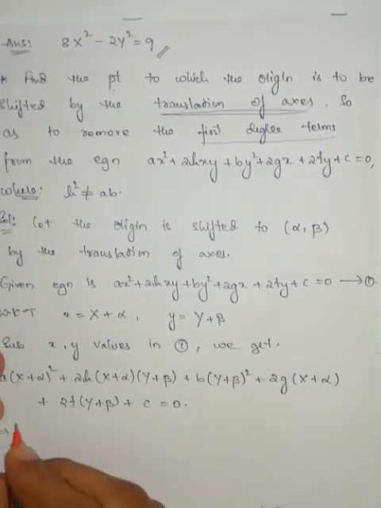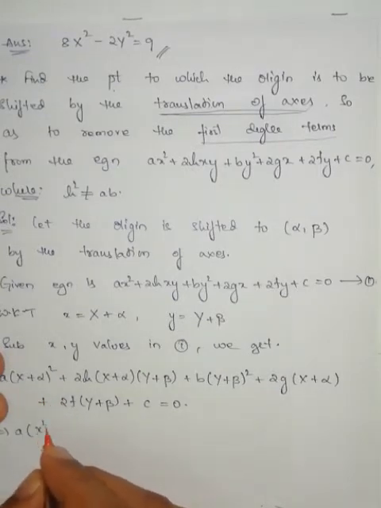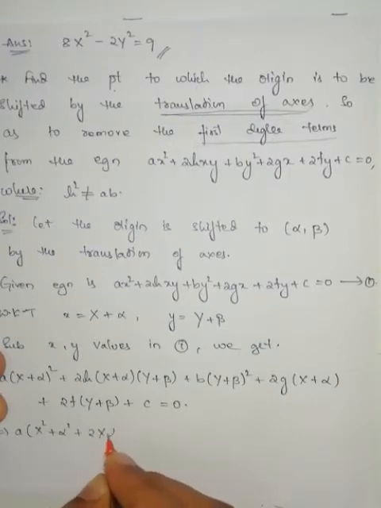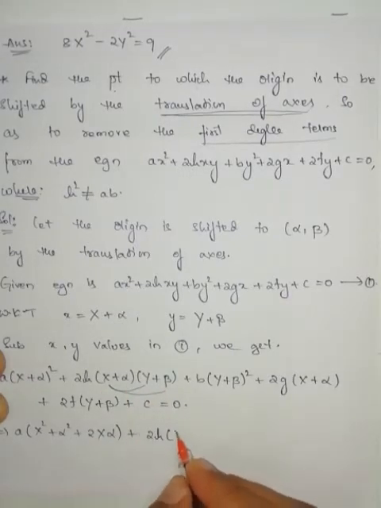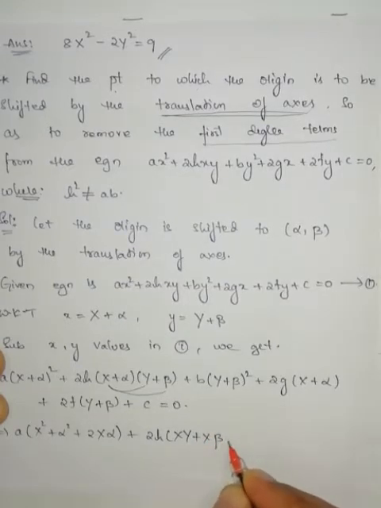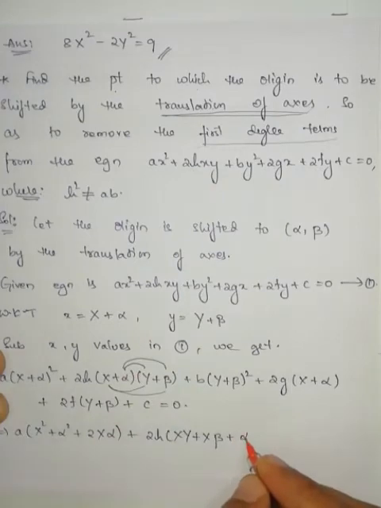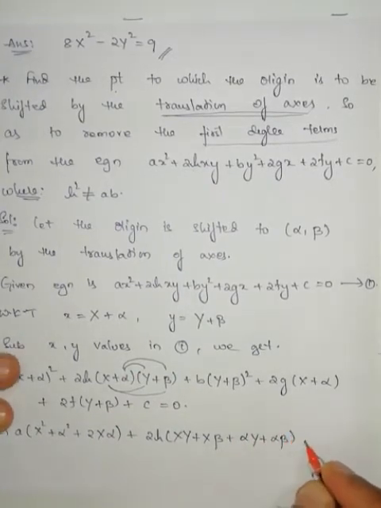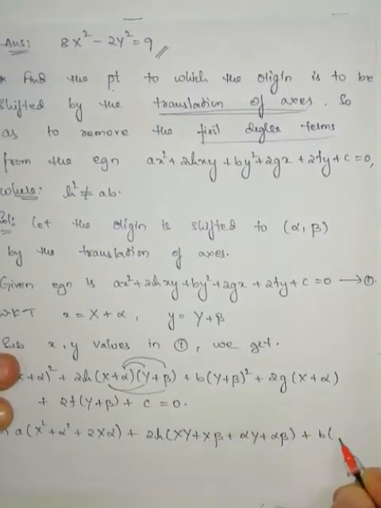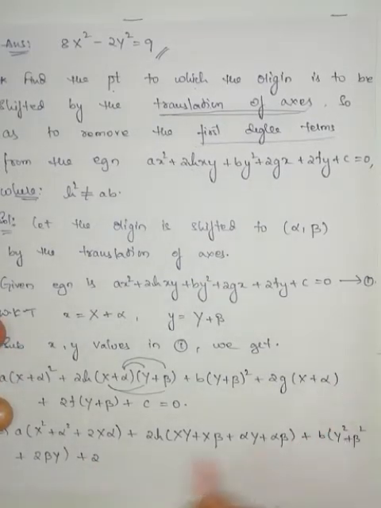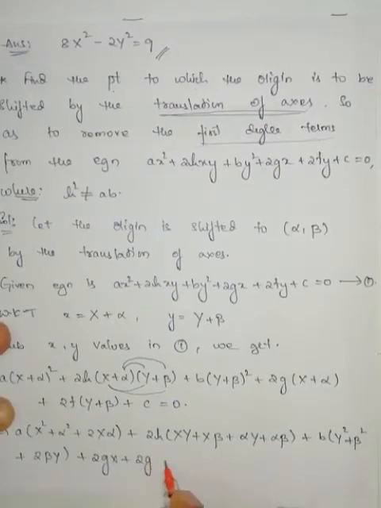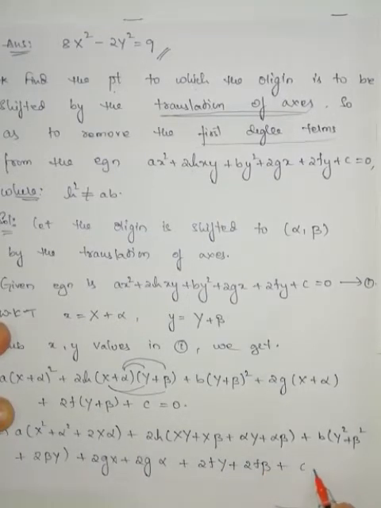Now expand this one. A into, it is in the form of a plus b whole square, X square plus alpha square plus 2X alpha, plus 2h into, now multiply these two brackets, XY plus X beta plus alpha Y plus alpha beta, plus b into Y square plus beta square plus 2 beta Y, plus 2gX plus 2g alpha plus 2fY plus 2f beta plus c is equal to 0.